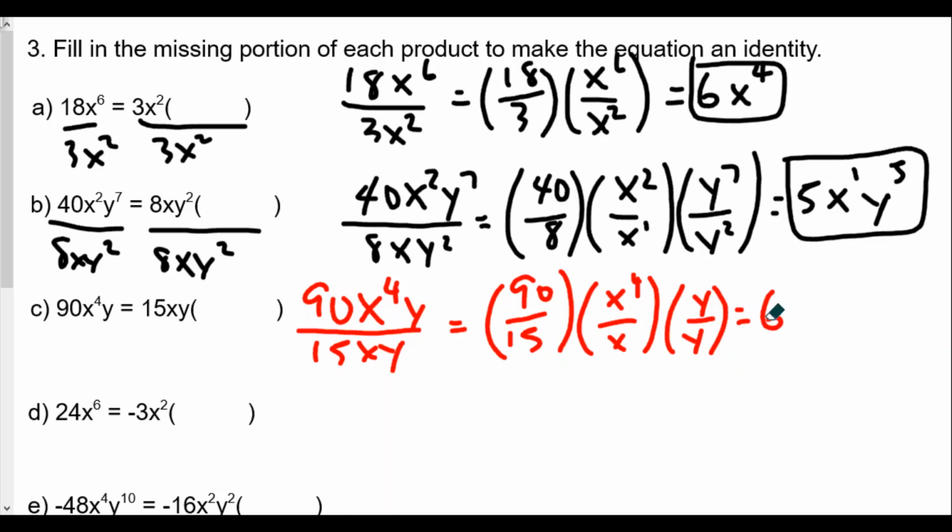And x to the 4th over x, please remember in this case, x to the 4th over x to the 1st is 4 minus 1, which will give an exponent of 3 for the x. And now y over y. Now again, that's 1 minus 1 is 0. But y to the 0 is not equal to 0. Keep in mind in this case that any number divided by itself except for 0 is equal to 1.